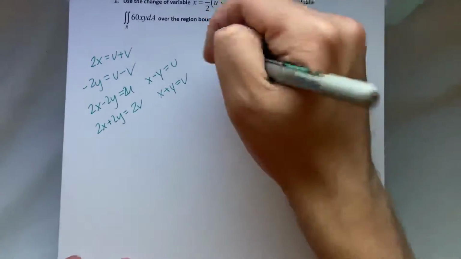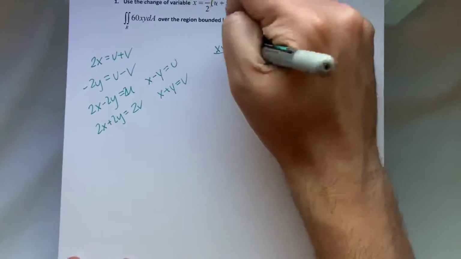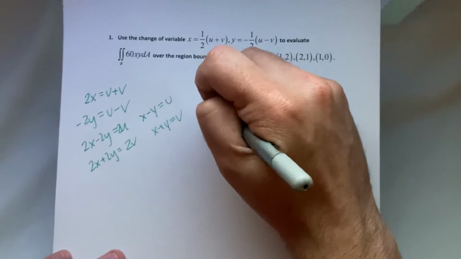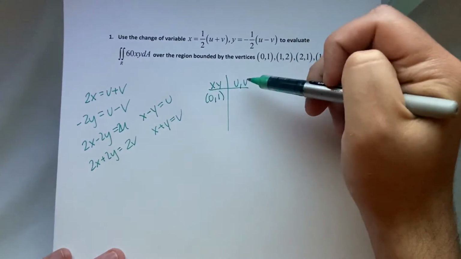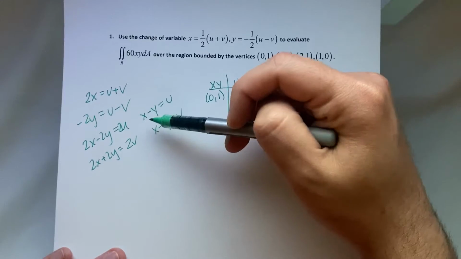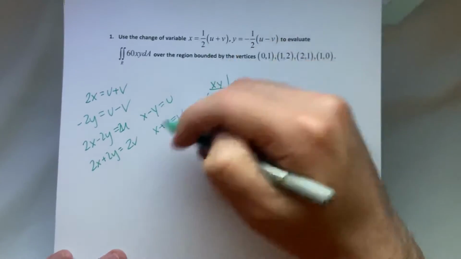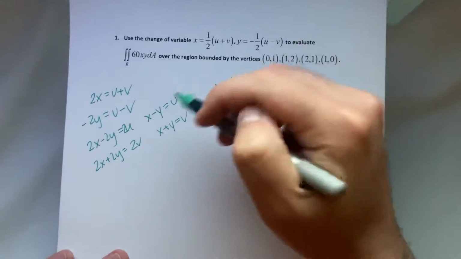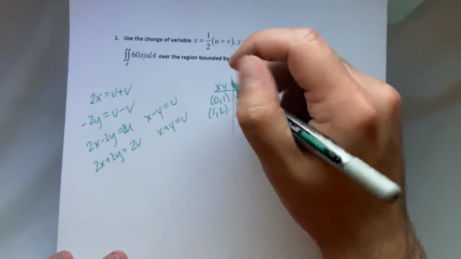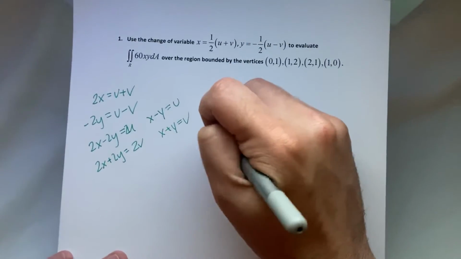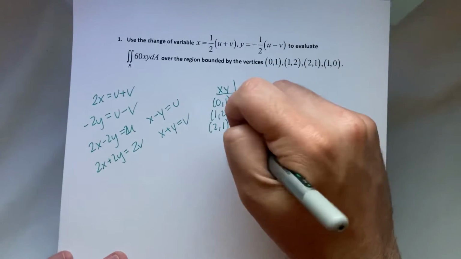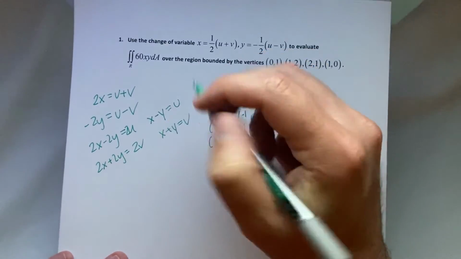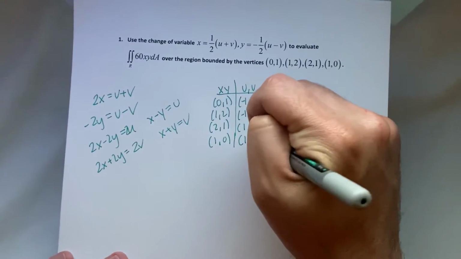Let's look at the endpoints and compare them. So our first vertex is (0, 1). How does that compare for u and v? u is 0 minus 1, so that'd be negative 1. v is 0 plus 1, 1. Next one, (1, 2): 1 minus 2, negative 1; 1 plus 2, 3. (2, 1): 2 minus 1 is 1; 2 plus 1 is 3. And lastly, (1, 0): 1 minus 0 is 1; 1 plus 0 is 1.